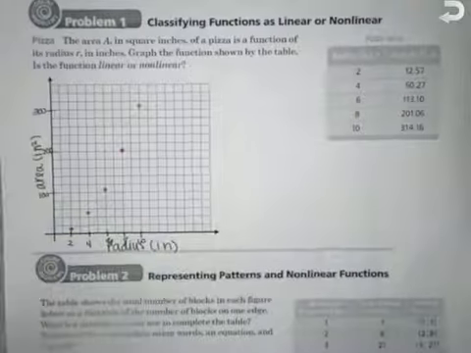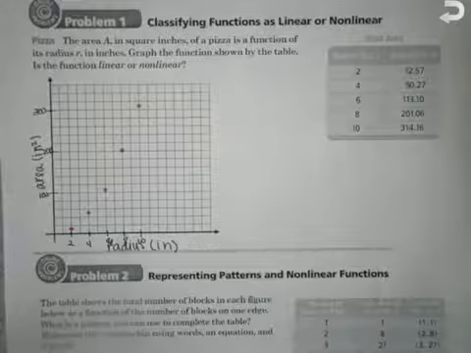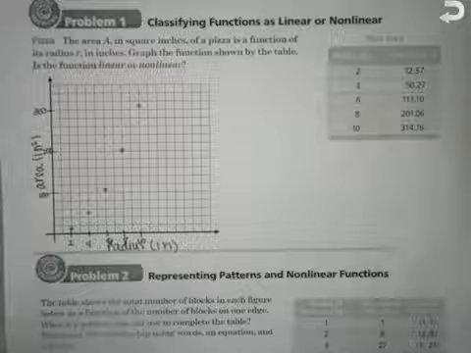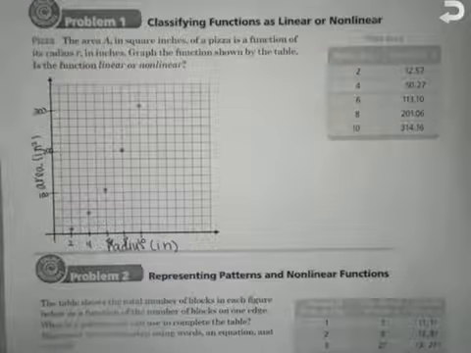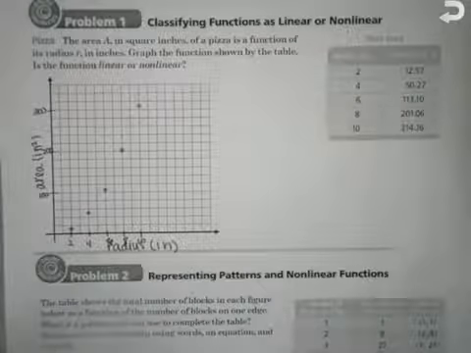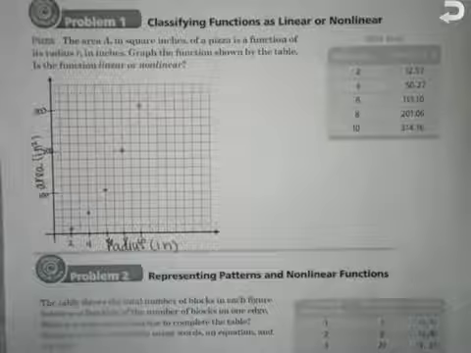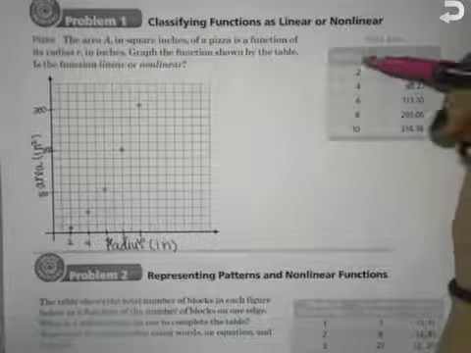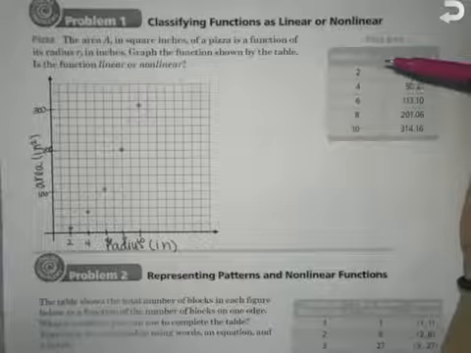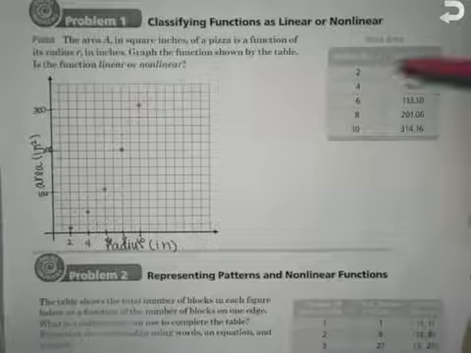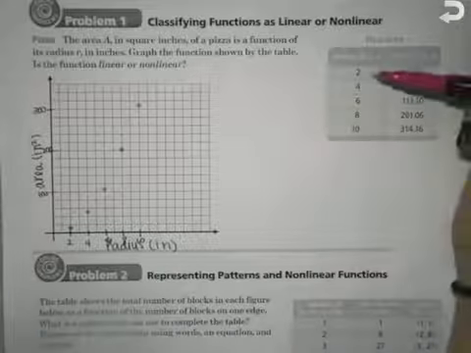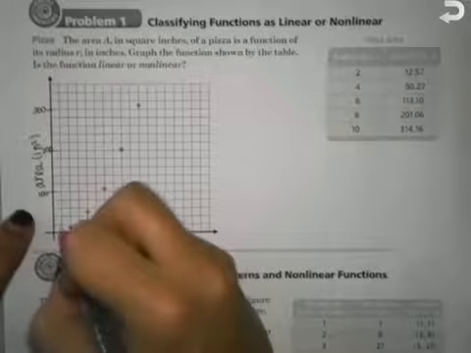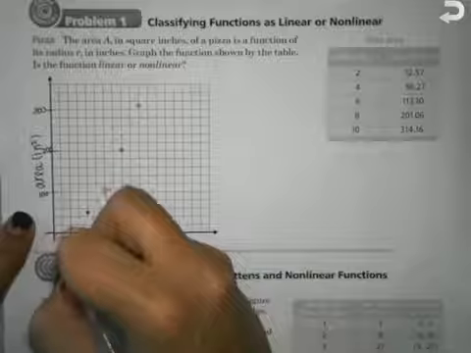Question to all of you. Is this going to be continuous or discrete? Continuous, because there's decimals. Okay, Ariana says continuous because there's decimals. It is continuous. There's another reason why. What is our input? Radius. Is it number of pizzas? No, it's radius. So could I make a pizza with radius 1? Yeah. Could I make a pizza with radius 2.5? Yeah. So this is going to be a continuous function.